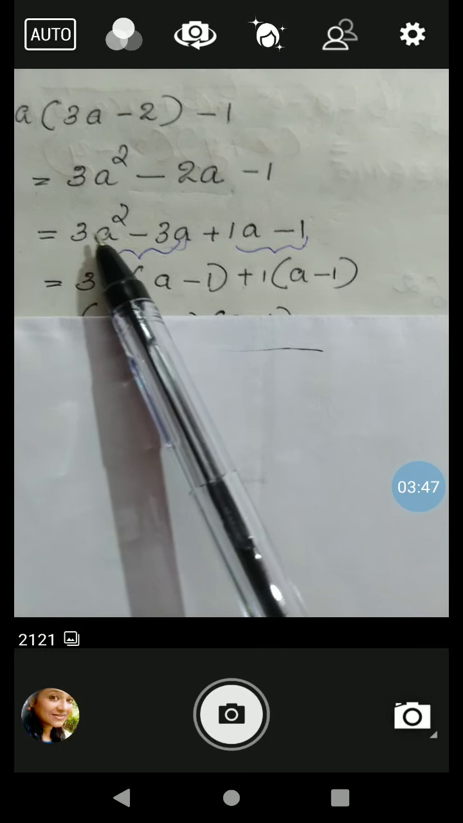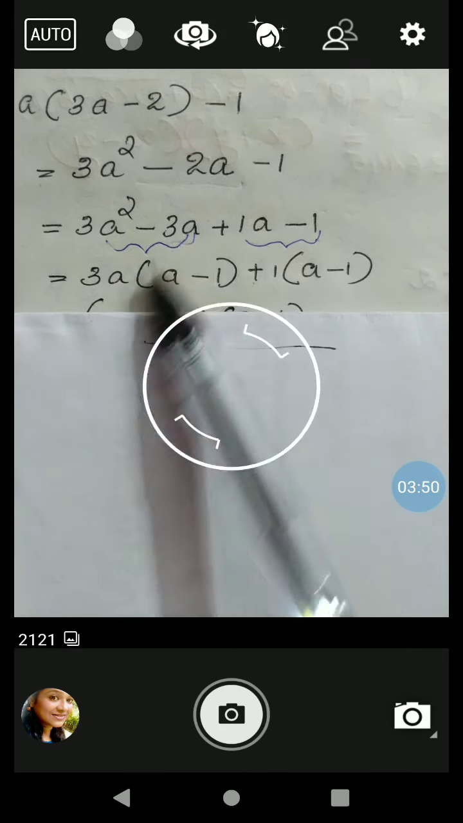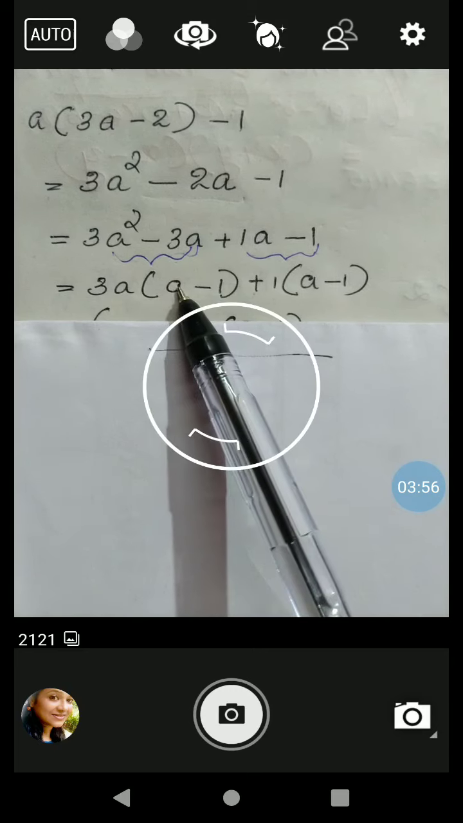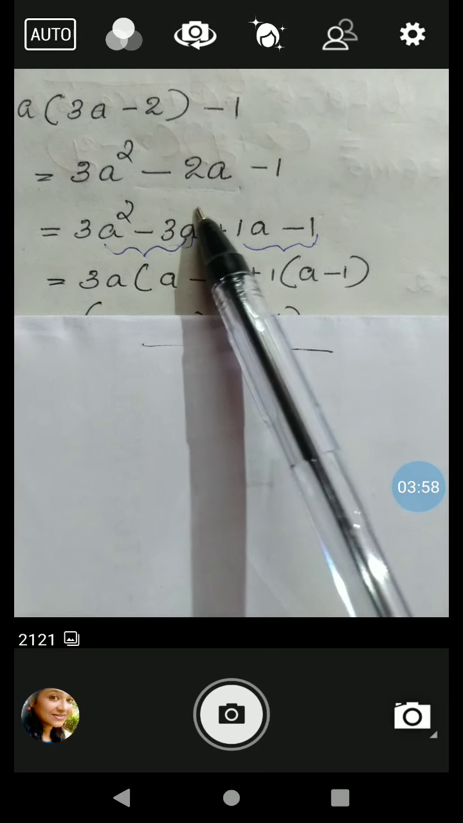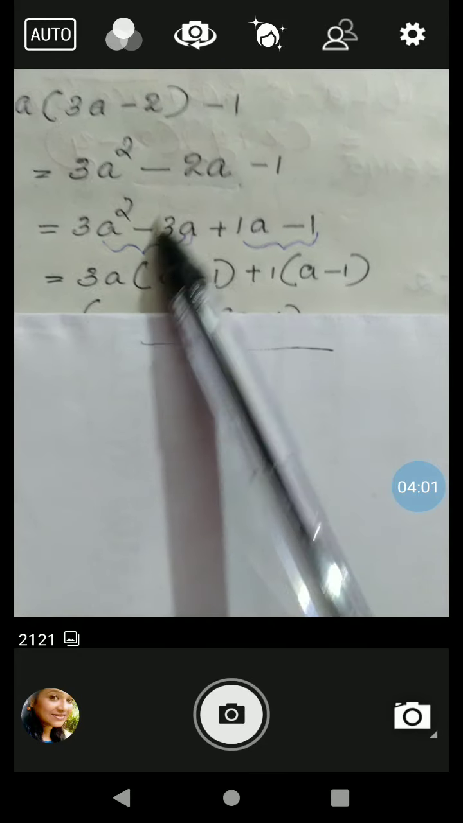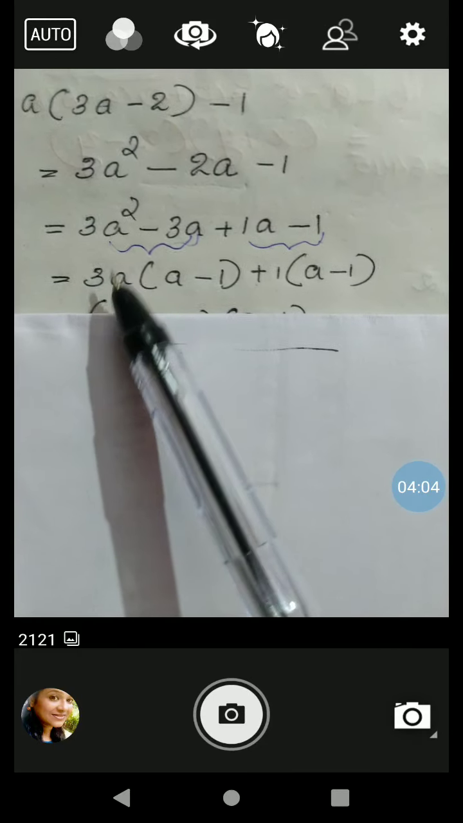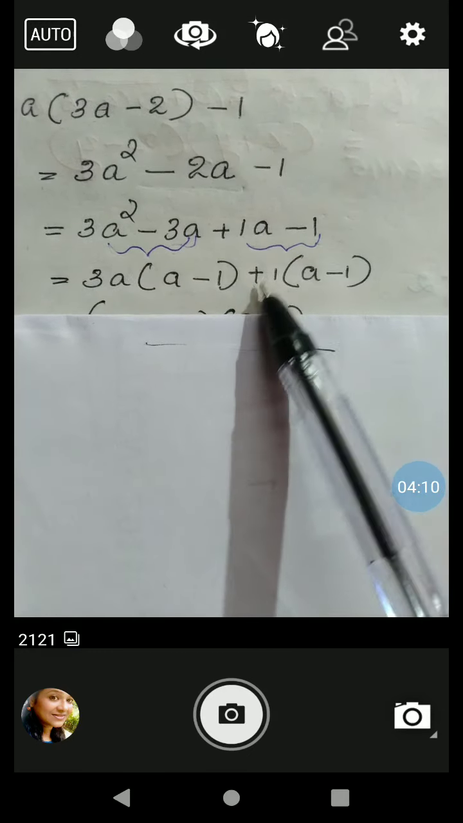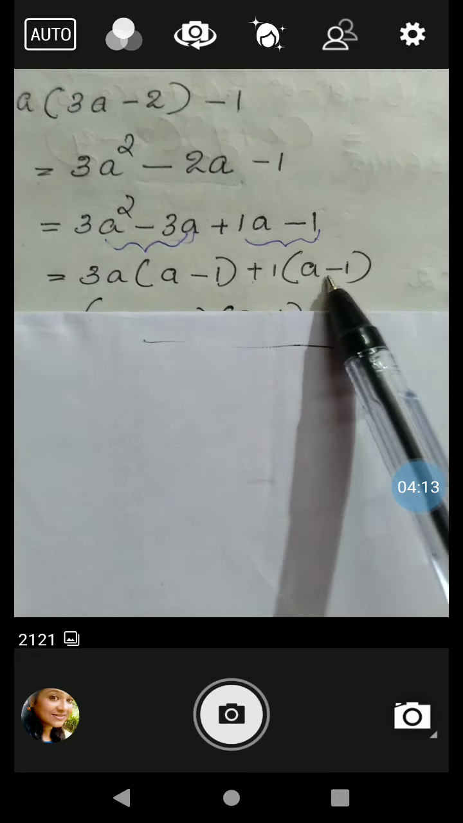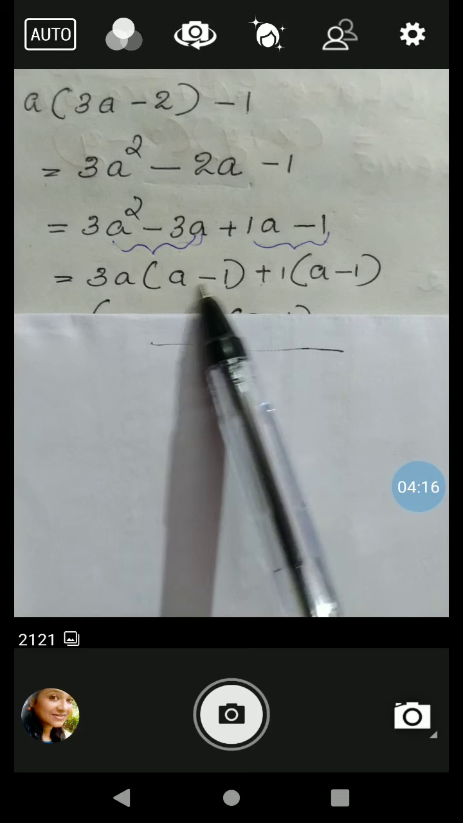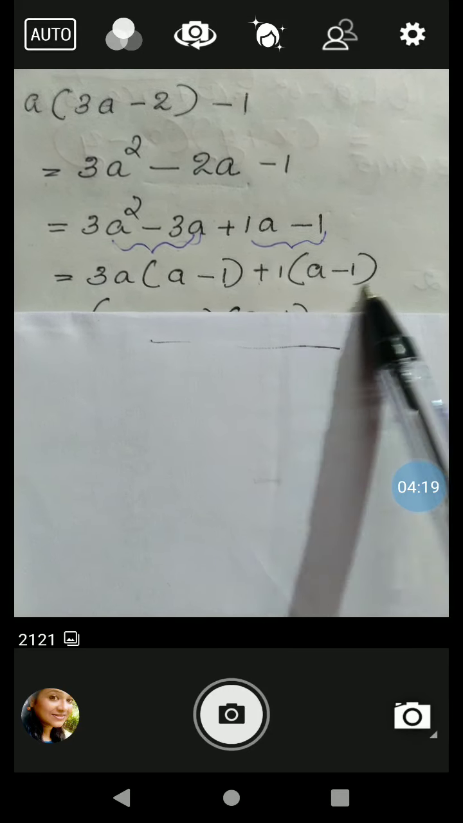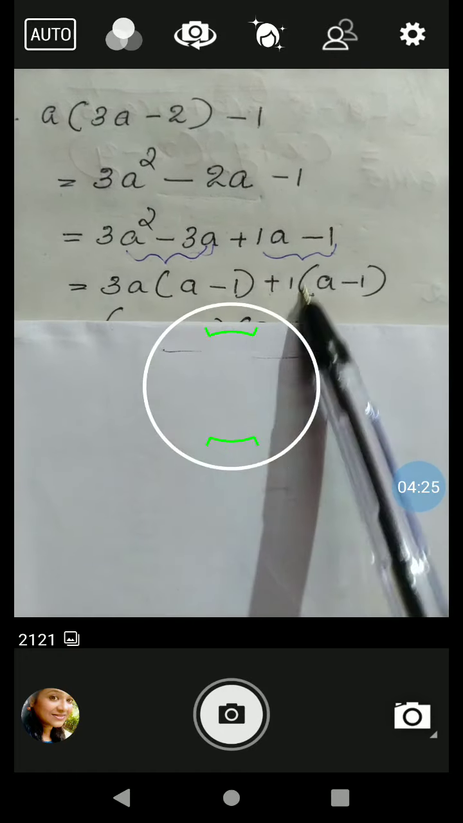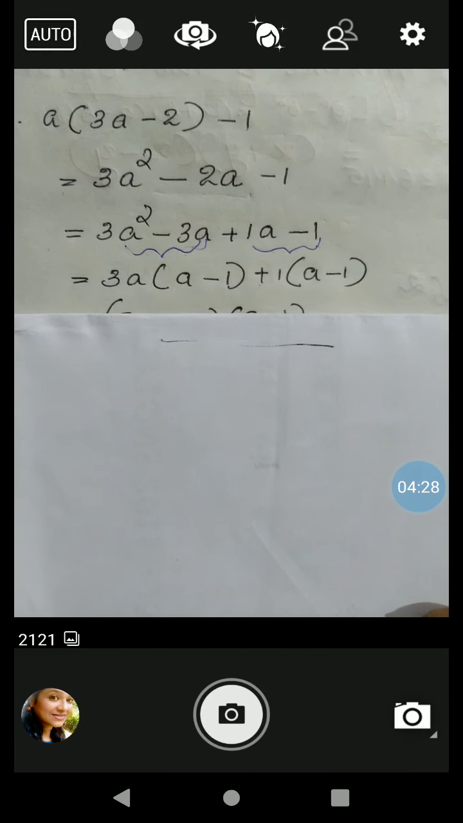Here we can see that 3a is common factor. Take it outside. What is inside? When we take 3a from here, the remaining part is a. When we take 3a from here, the remaining part is 1. 3a into 1 is 3a itself. Therefore, we will get 3a into a minus 1 plus take 1 outside from here, 1 into a minus 1. Now it is very clear that a minus 1 is common factor. Again, we can see one common factor in these two terms. So, we can take that a minus 1 outside.